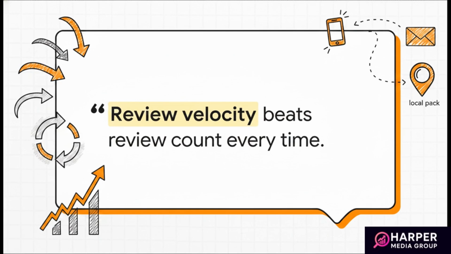Setting up a recurring monthly review request sequence, like an automated post-service text or an email drip, is one of the highest ROI activities you can possibly do for local algorithm recovery. You need that continuous, fresh pulse of prominence signals to stay alive and thrive in the local pack.